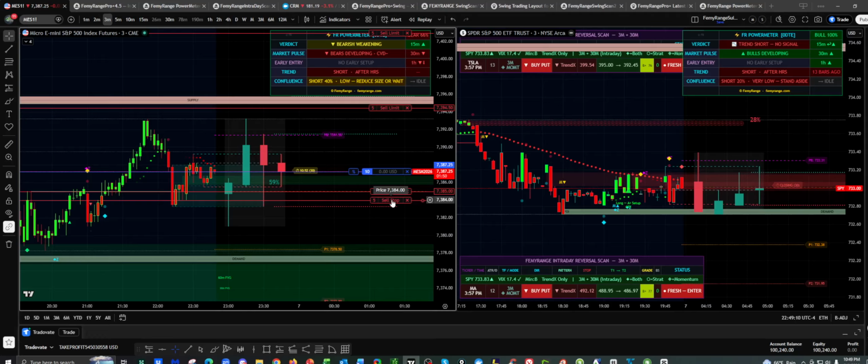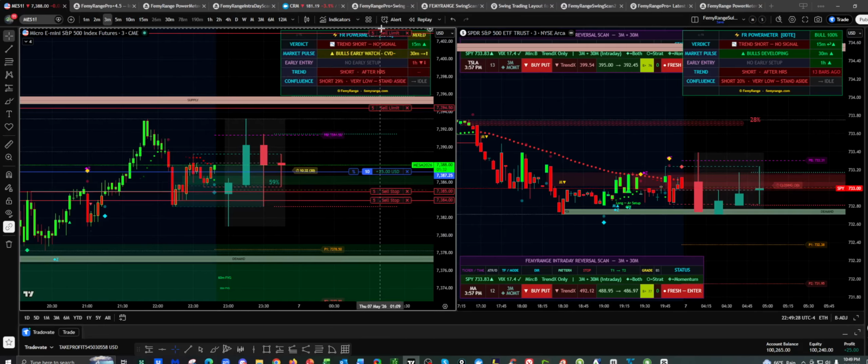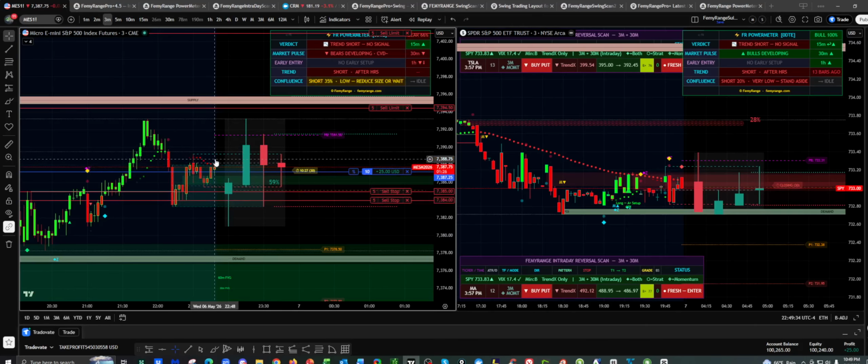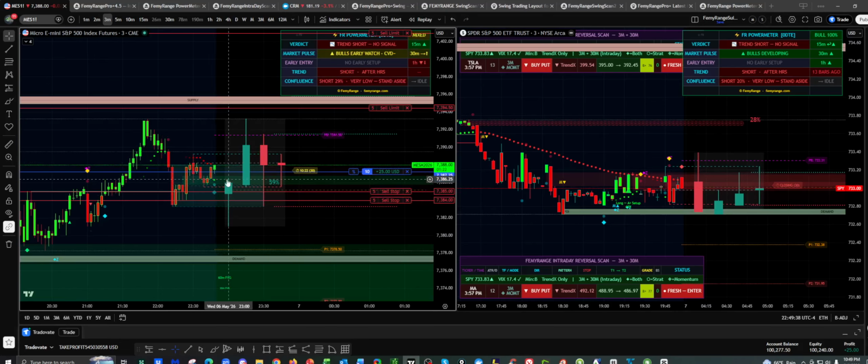So the tool is very intuitive, and the power meter is really the brainchild of this tool. It actually does forward looking. So it's saying trend is short, but there is no signal to the short side. So you can look to take the short side. Now we're here looking at the upside. So it's still trying to find its rhythm. We'll let it do its thing.